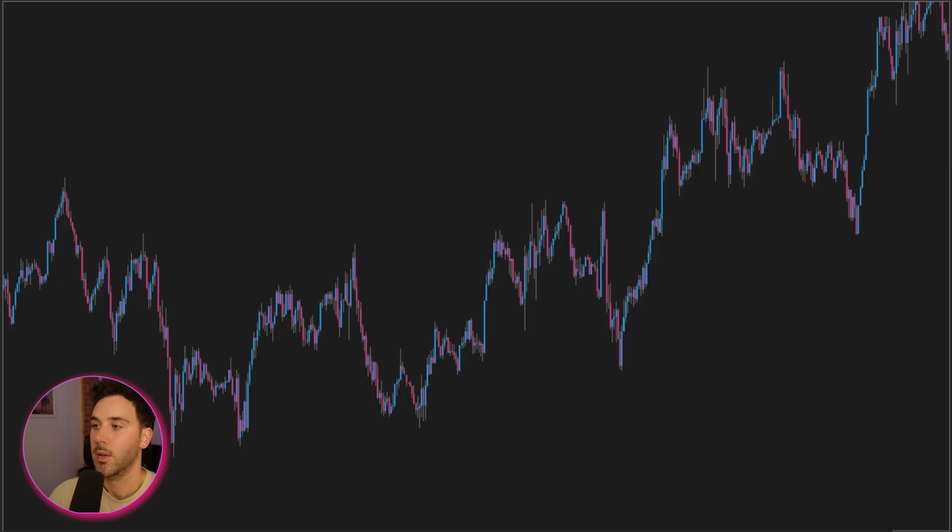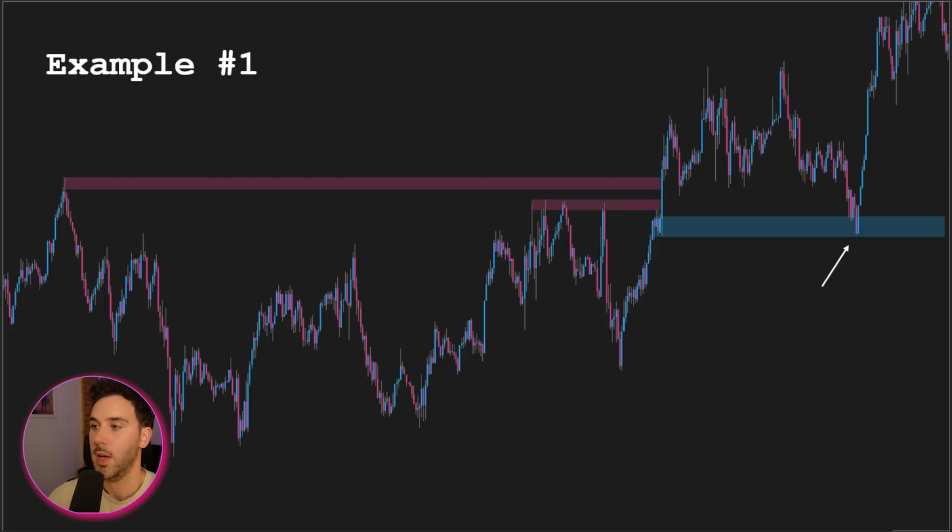Example 1, so we have an obvious high here and another obvious couple of highs here. We have a cluster of buying which pushed up to take out these highs, and then on a retest of this level, we can see that price pushed up.